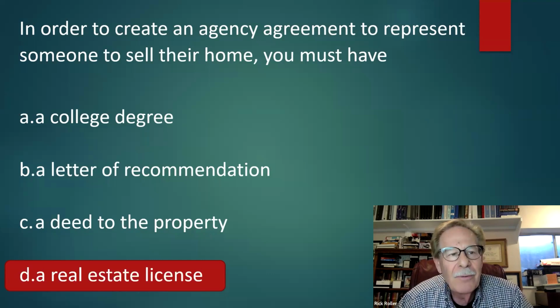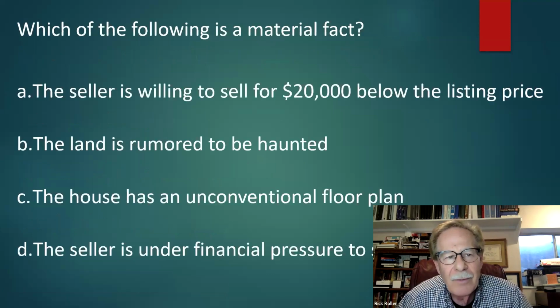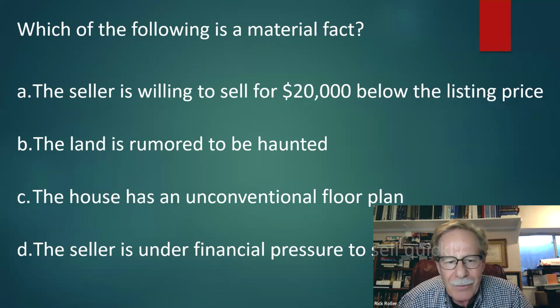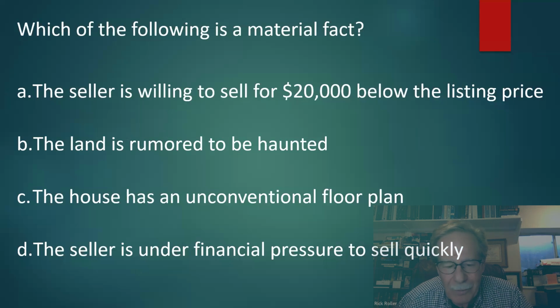Okay, let's talk about material facts for a moment. Which of the following is a material fact? Material fact is, as you know, something important. The seller is willing to sell for 20 grand below the list price. The land is rumored to be haunted. That's stigmatized, but no. The house has an unconventional floor plan. The seller is under financial pressure to sell quickly, okay?